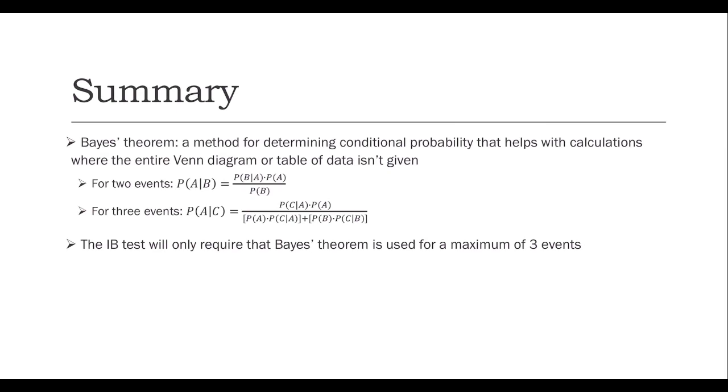So in summary, Bayes' theorem is a method for determining conditional probability that helps with calculations where the entire Venn diagram or table of data isn't given. For 2 events, you would use this equation, and for 3 events, you would use this equation. And the IB test will only require that Bayes' theorem is used for a maximum of 3 events.